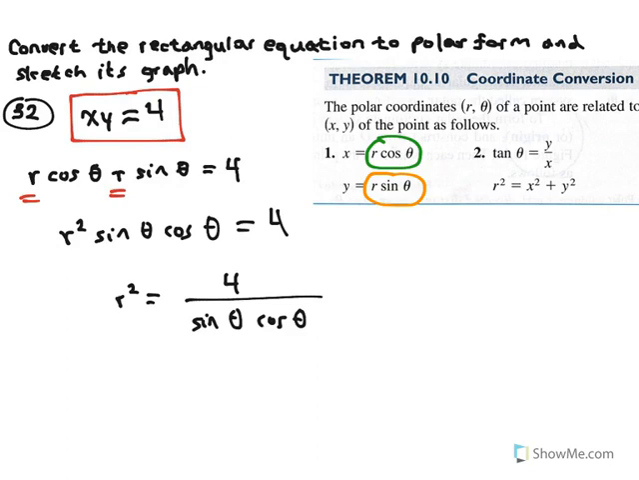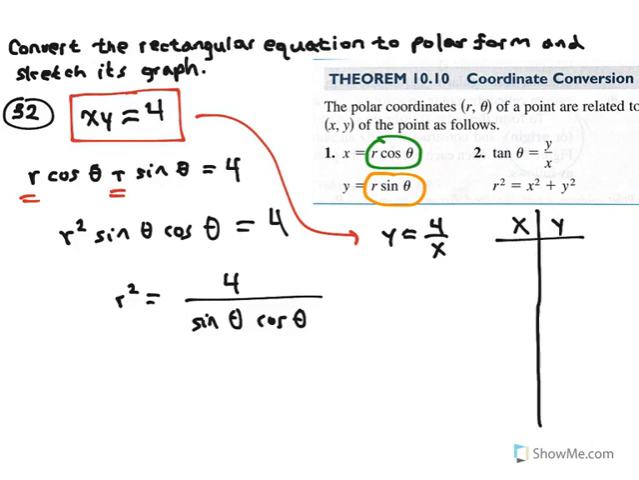If you wanted to sketch the graph, it's easier to sketch the graph from the rectangular equation. You can isolate y. y is equal to 4 over x. And you can make a table of values. Now you'll notice that the function would be undefined when x is equal to 0. But x could be negative. So you can choose some values for x that are negative values. And you can choose some values for x that are positive values.